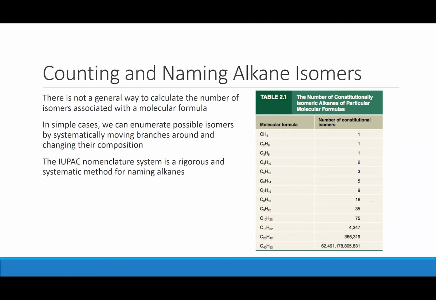Now, the IUPAC naming system is pretty rigorous for naming alkanes, and we're going to be focusing on that naming system and how we name alkanes that have these different branches and in different isomer forms.